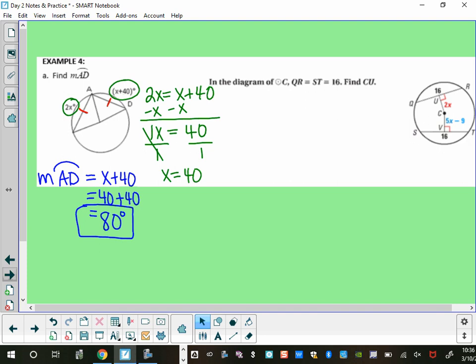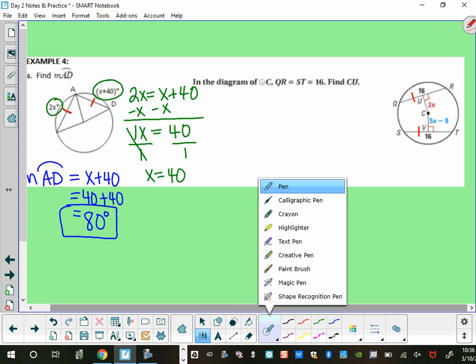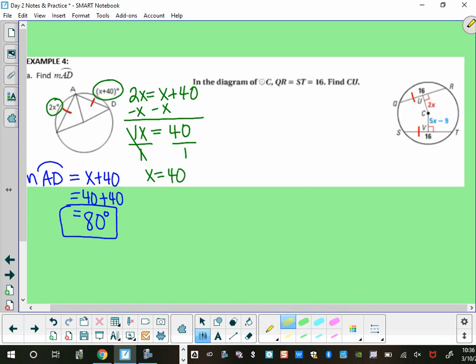All right, in the second example, it says in the diagram of circle C, QR is equal to ST. So here's QR, that's equal to ST. They're equal to 16. They already told us that each side there is 16. So because those two chords are congruent, that means that these chords are also congruent.